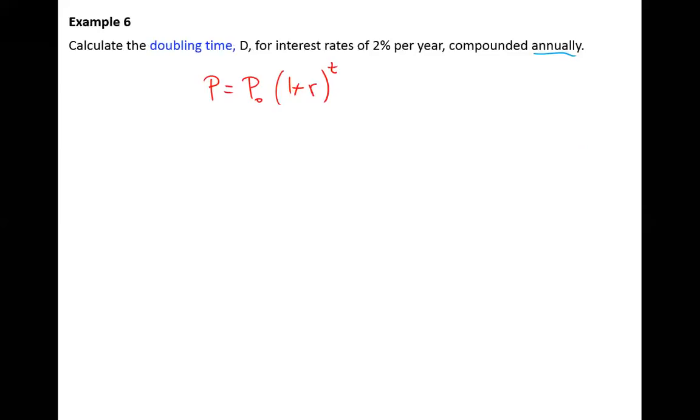It should be t, why do I have d? It's okay. What we have to do is find t, time, yes? We find the doubling time on an interest rate of 2% per year, of course, using this formula. That means we will find the time that the investment doubles in value.